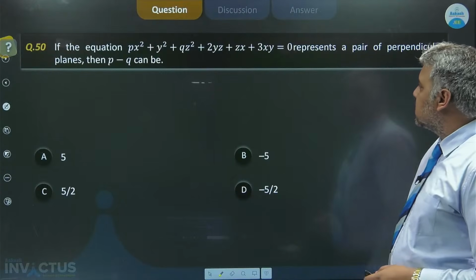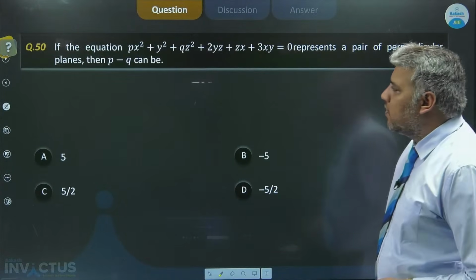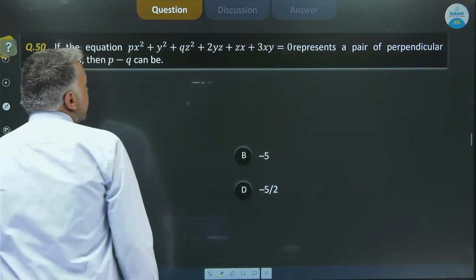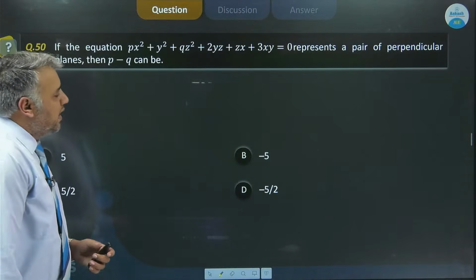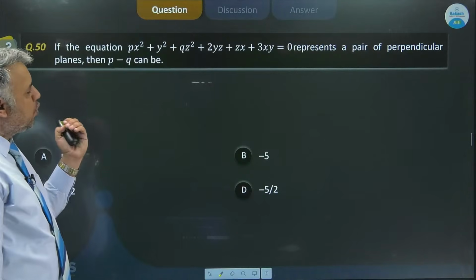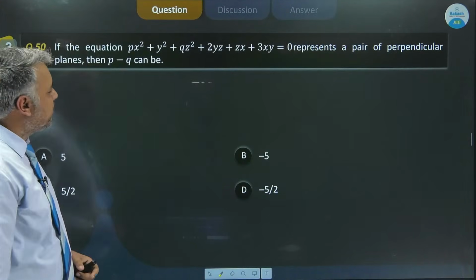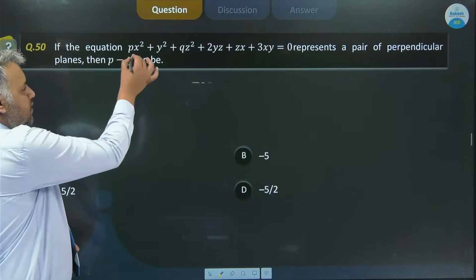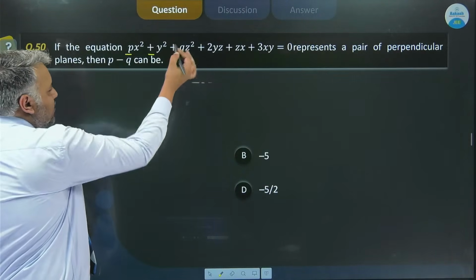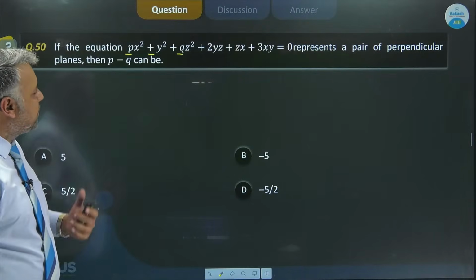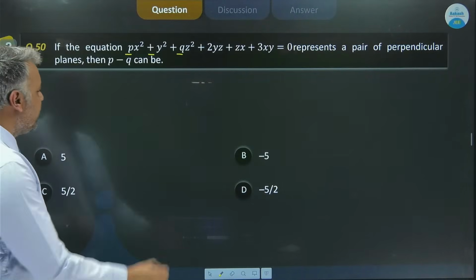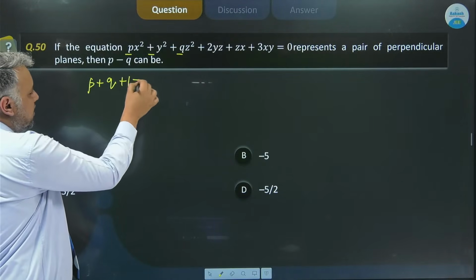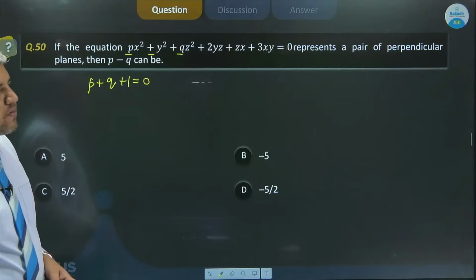If the equation represents a pair of perpendicular planes, then we have to find P minus Q. P is the coefficient of x square and Q is the coefficient of z square. Okay, if we multiply two planes to form such an equation, and these planes are perpendicular, then the sum of the coefficients of x square, y square and z square must be 0. So from here, the first condition is that P plus Q plus 1 must be 0.